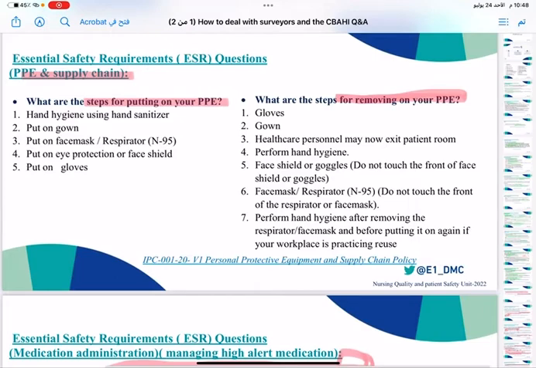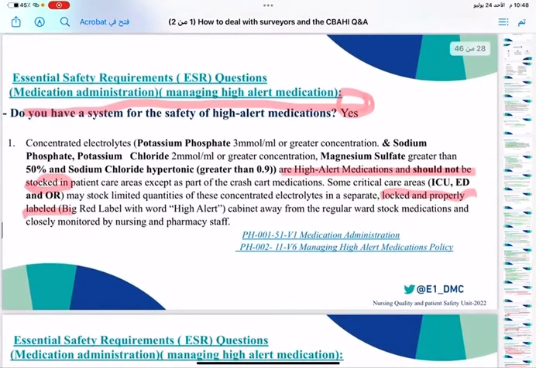While removing, you just remove the most dirty, which is what? It will be the gloves, the gown, then after that, in between, you have to do hand hygiene, okay? Then the face shield, then the face mask, then you have to do the hand hygiene, okay?